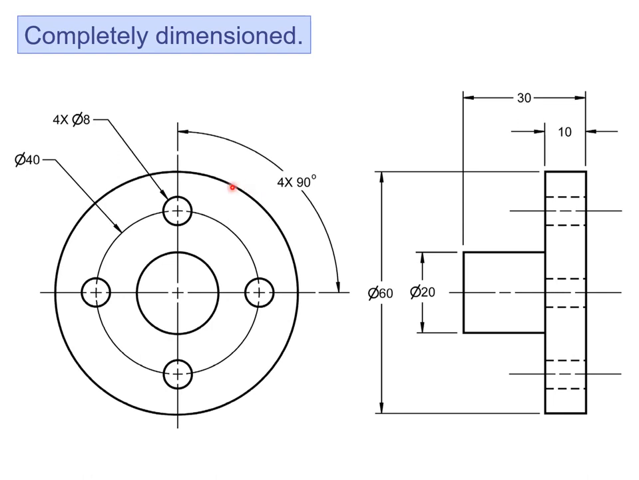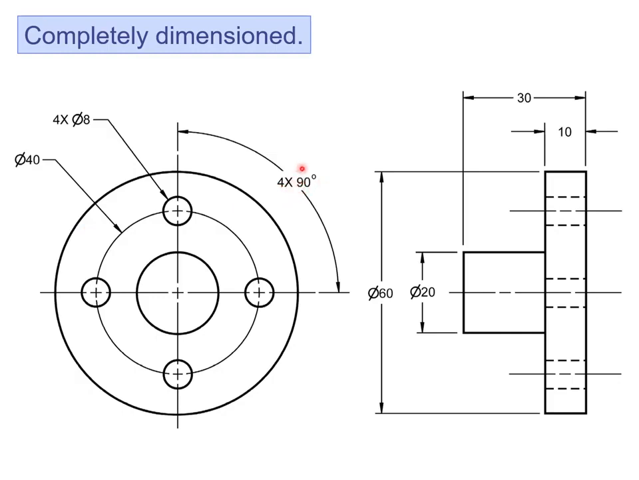Also here we have the spacing of the holes at 90 degrees. We have 360 degrees total, and the spacing is 90 degrees. So instead of having to dimension 90 degrees 4 times, we do it with one 90-degree angle. 4x tells us that there are 4 angles. So 4x space 90 degrees.